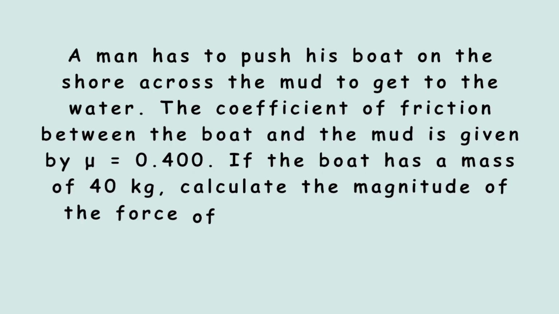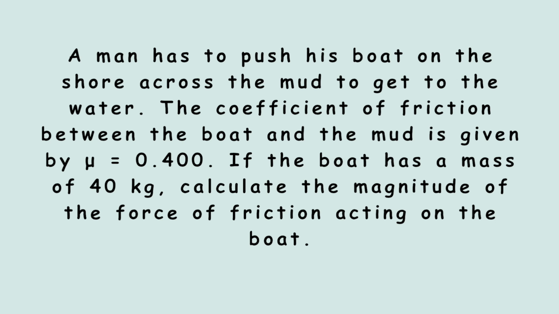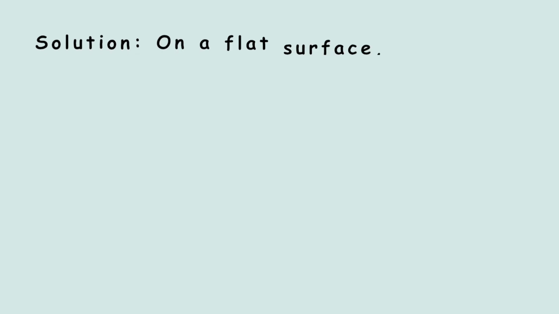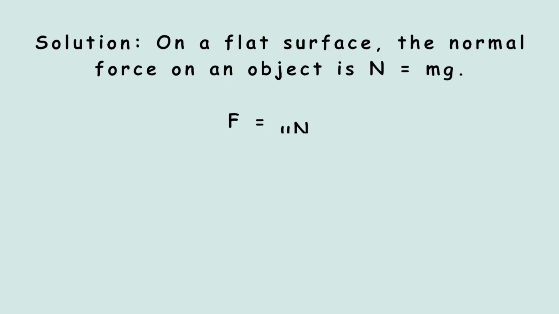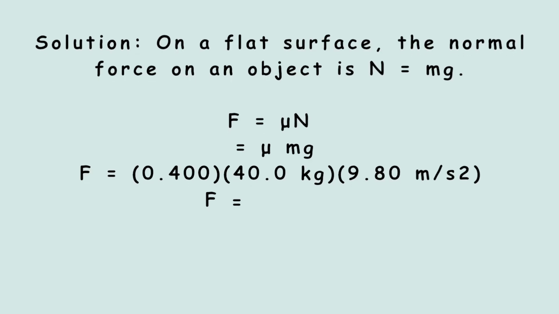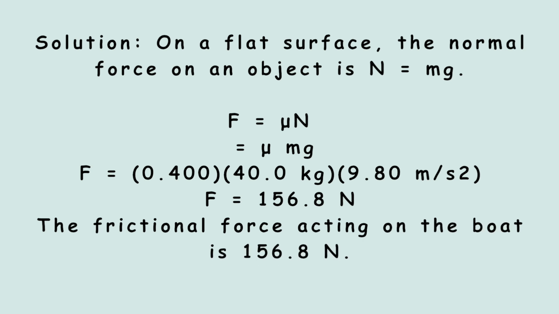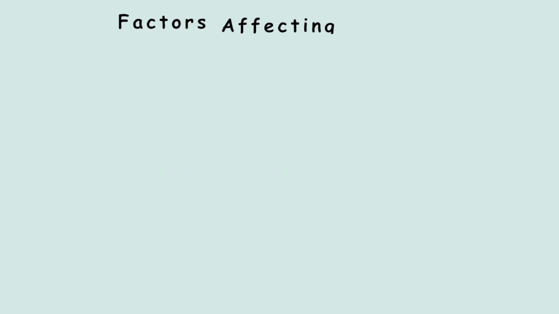Similarly, another problem related to that. Here also we take the data given: mu 0.4 and mass 40 kg, and g value we take as 9.8 meter per second square. Just write the formula. F is equal to mu mg, substitute the values and we get the answer 156.8 Newton. Here Newton is the SI unit of frictional force.